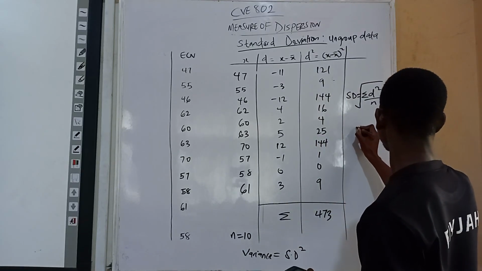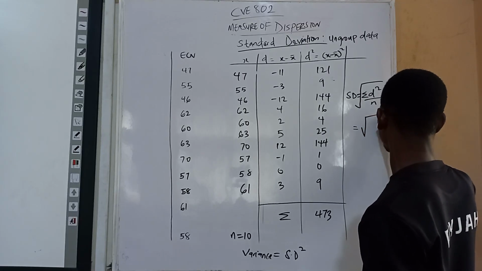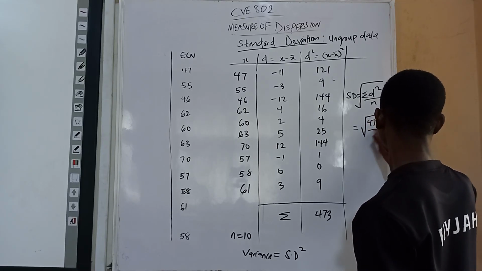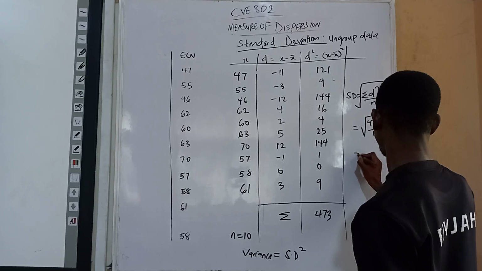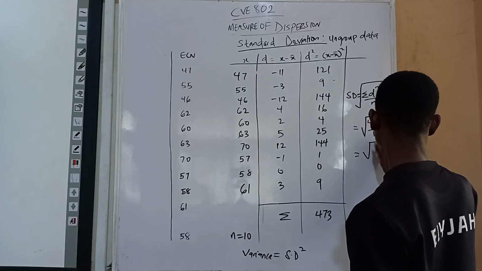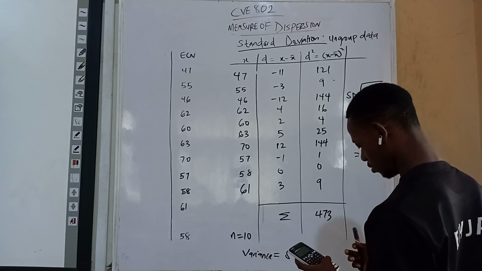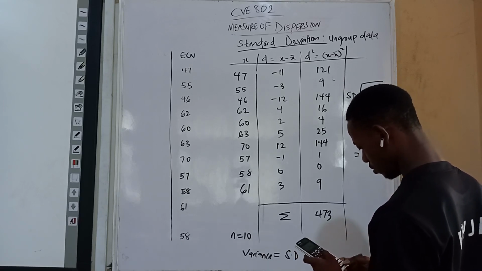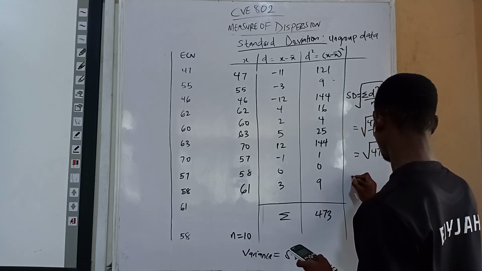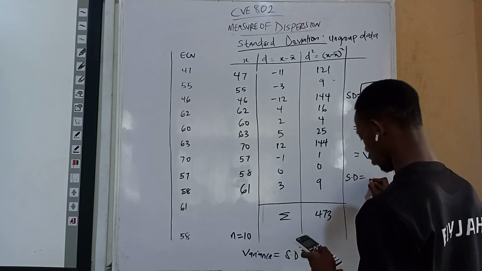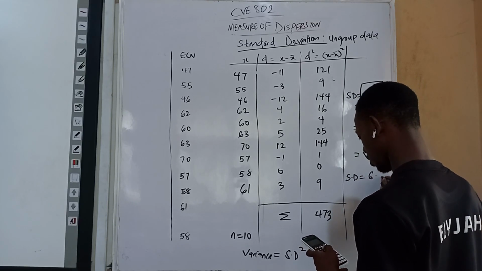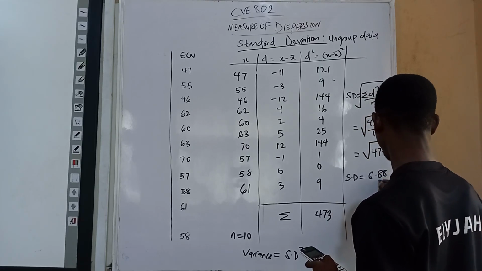So our standard deviation here becomes the square root of 473 divided by 10. That is the square root of 47.3. That's our standard deviation, equal to 6.88.